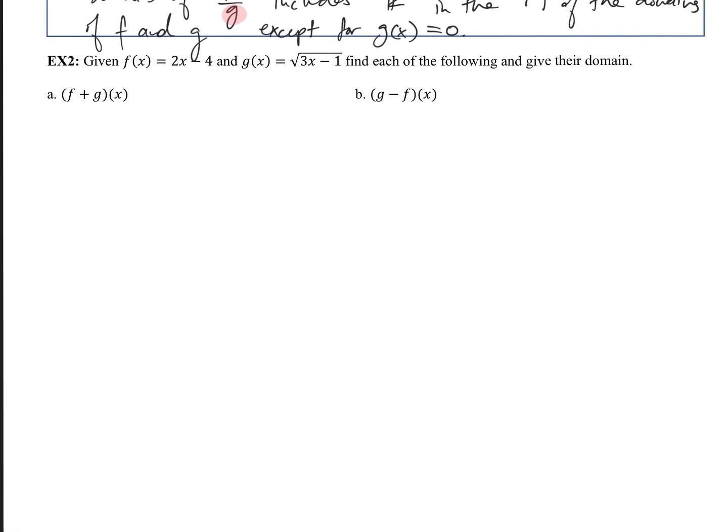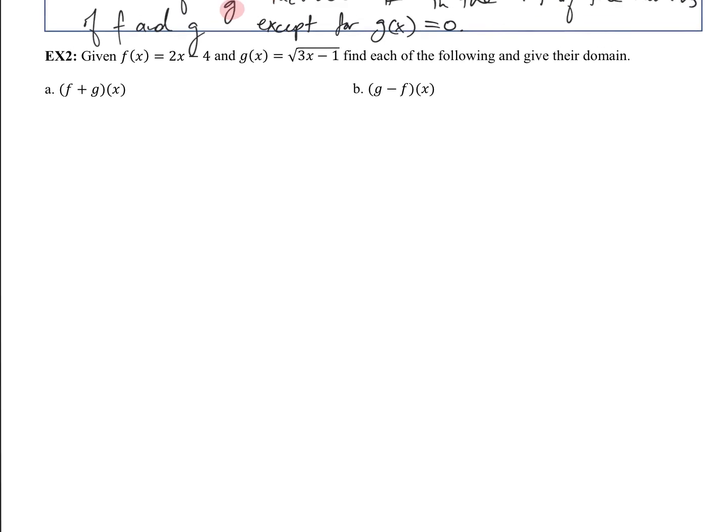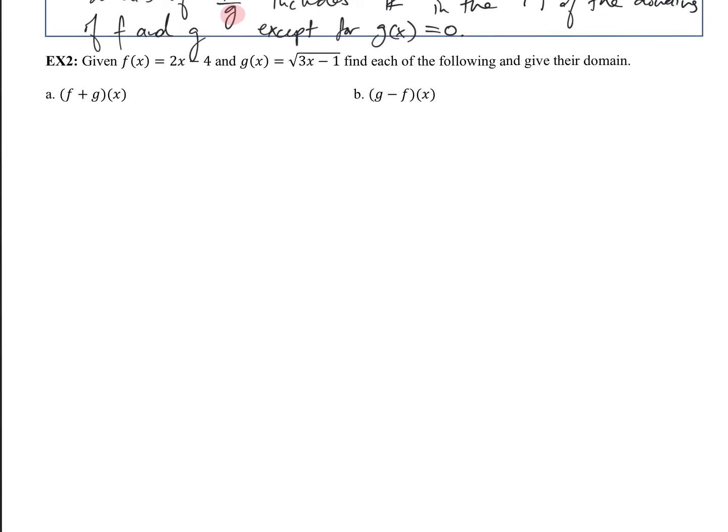Let's go ahead, and now we're going to work with the composition. Okay. So given f of x is 2x minus 4 and g of x is the square root of 3x minus 1, find each of the following and give their domain. Alright, so let's see. f plus g of x is going to be f of x plus g of x. So f of x is 2x minus 4 plus, and g of x is the square root of 3x minus 1. We really can't add or subtract anything here, so that is just what it's going to be.